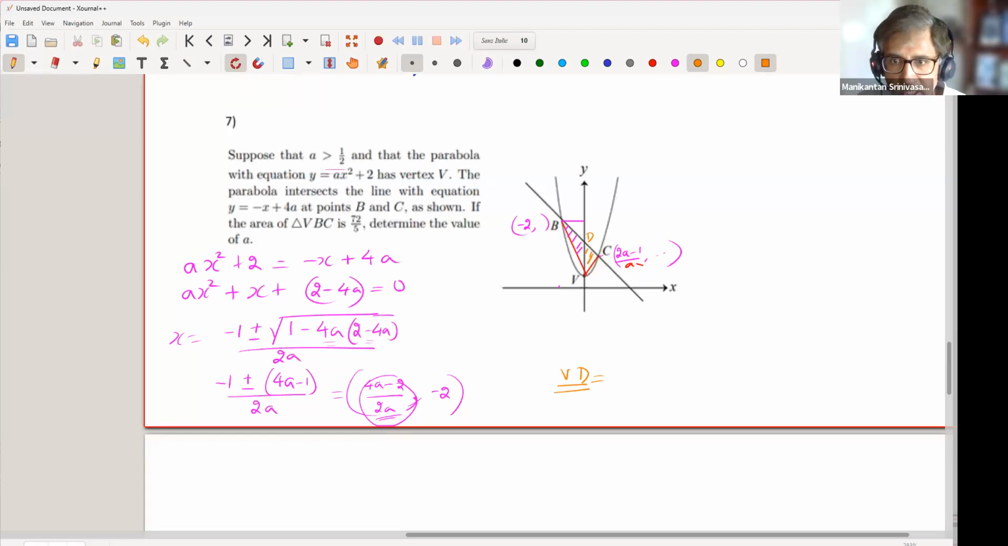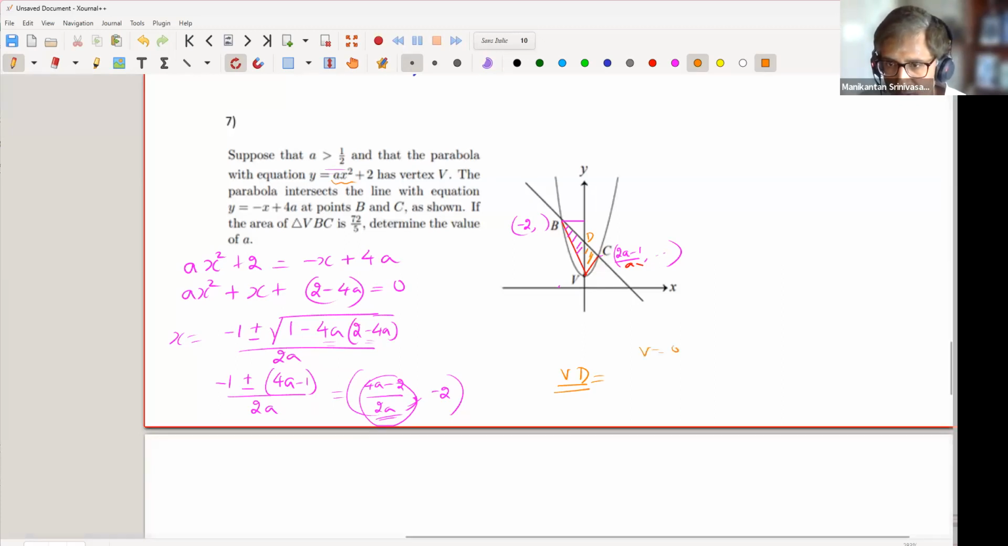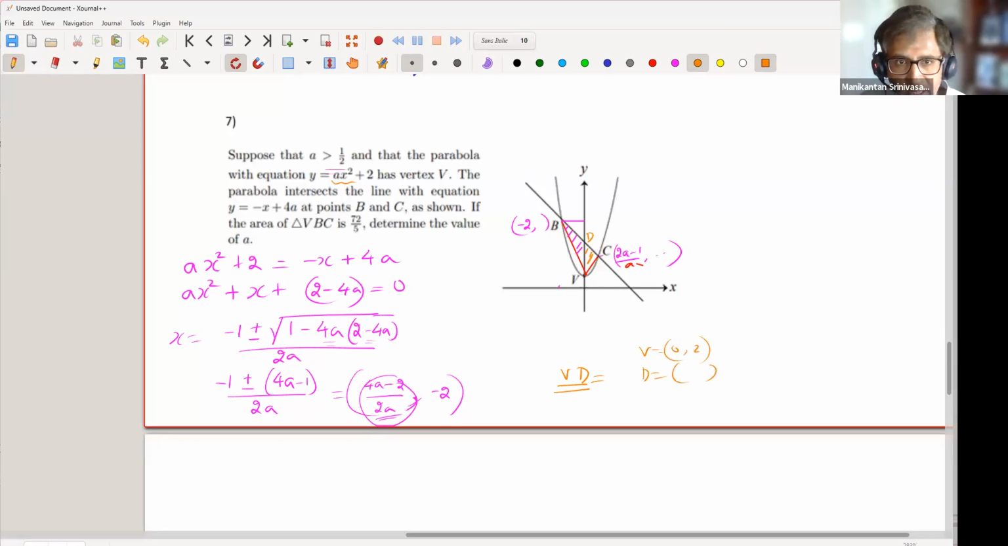So V is how much? V is the vertex, right? The vertex is at x equal to 0 in this case. So V is 0, 2. So V is 0, 2. And D is the y-intercept of the line, which is 0, 4a.